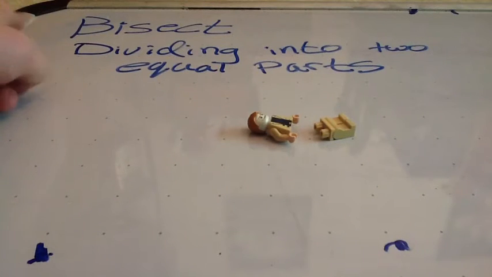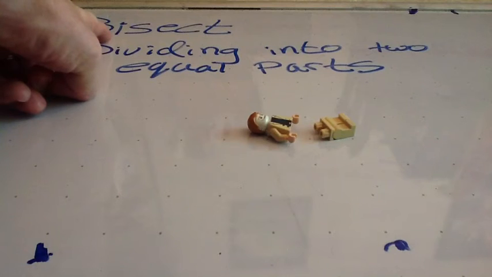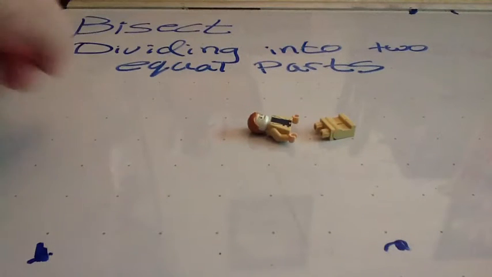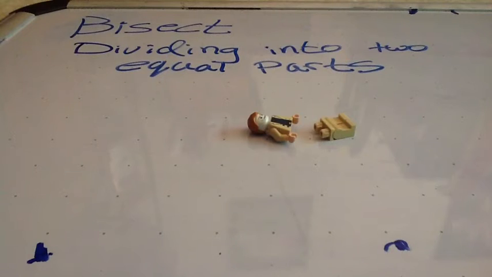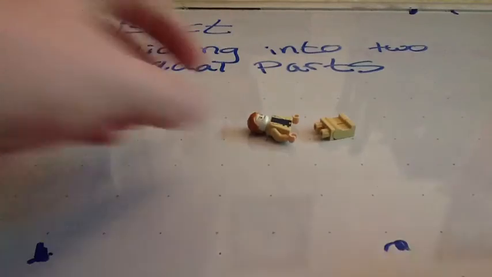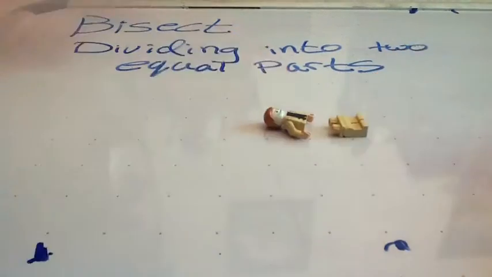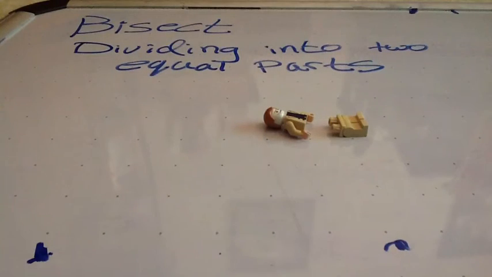You know what bi means? How many wheels does your bicycle have? 2, not counting the training wheels. How many wings does a biplane have? 2. So when I bisect it, how many parts do I cut it into? 2. So there's our Lego guy, and then we're going to bisect him, cut him into 2 equal parts.